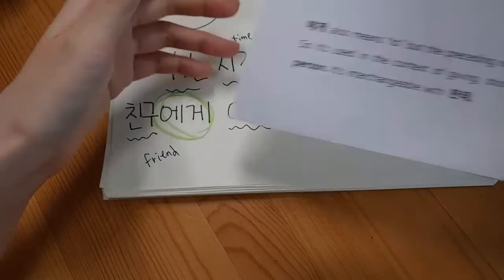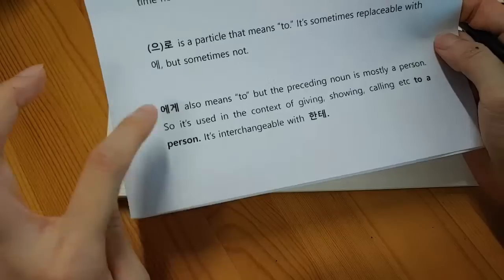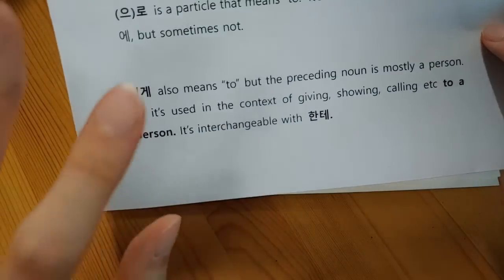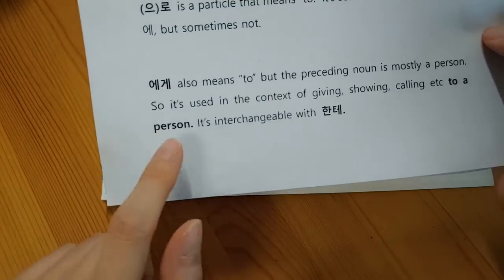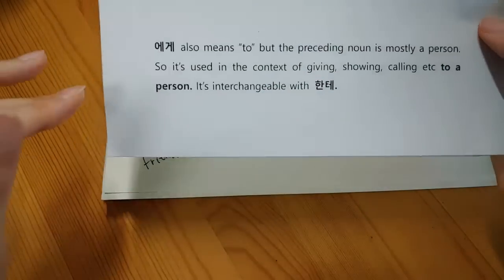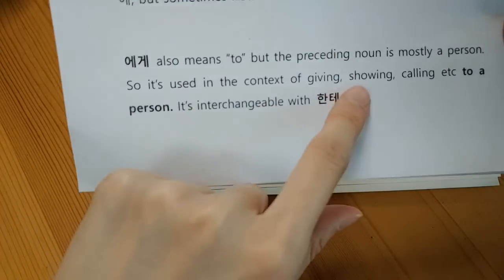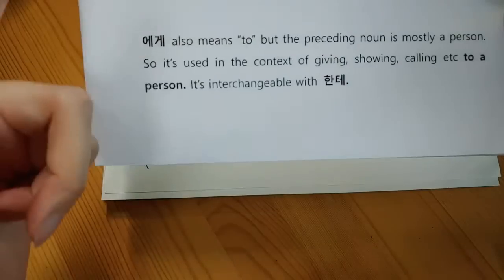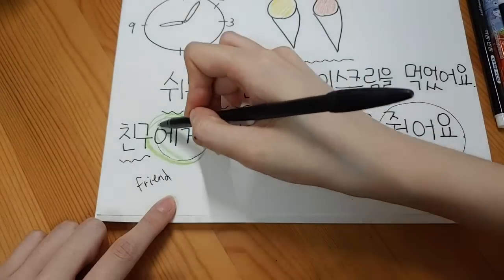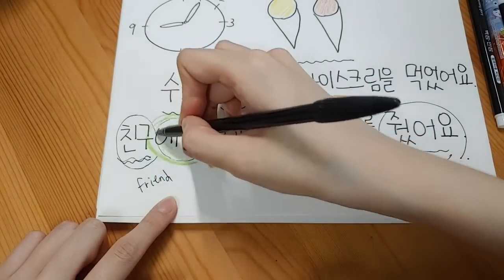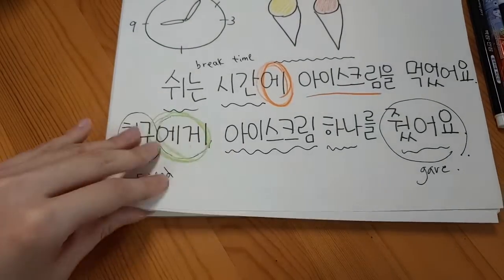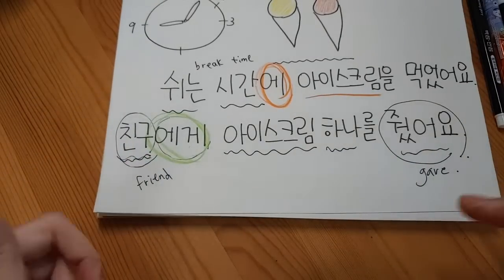Okay. So if you've already checked the review note, you already know that 에게 means to, but the preceding noun is mostly a person. So when you say noun plus 에게, it usually means to a person. So verbs like to give, show, call can be used. You are giving it to someone. You're showing it to someone. You're calling to someone. So here as well, the verb gave is used. And look at the particle that is used after a person noun. To, 에게, right? To a friend. 아이스크림을 하나 줬어요. She gave an ice cream to a friend.